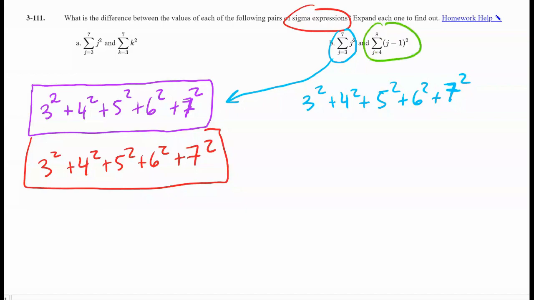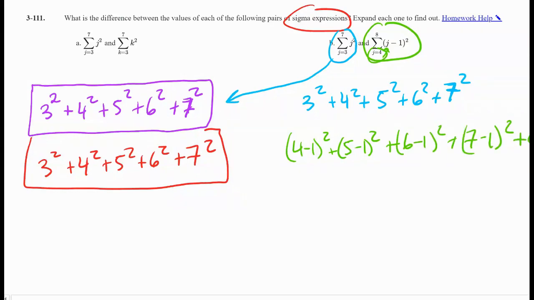Whereas this one, I'm starting with 4 and plugging that in: 4 minus 1 squared plus 5 minus 1 squared plus 6 minus 1 squared plus 7 minus 1 squared plus, and 8 is the last term that I'm plugging in. So now I've expanded it there. If I were to start simplifying that though, right now these two things look different. But if I simplify, 4 minus 1 is 3 squared, 4 squared, 5 squared, 6 squared, 7 squared.